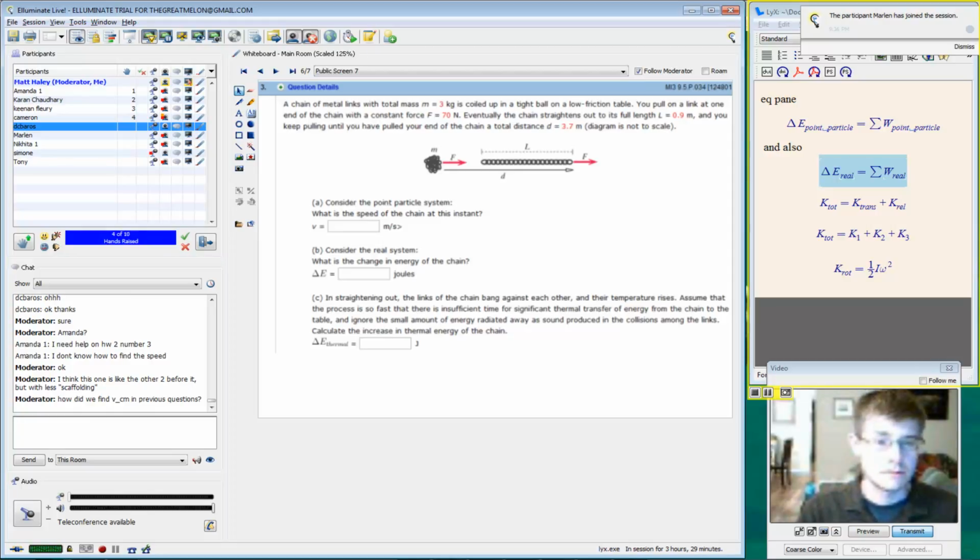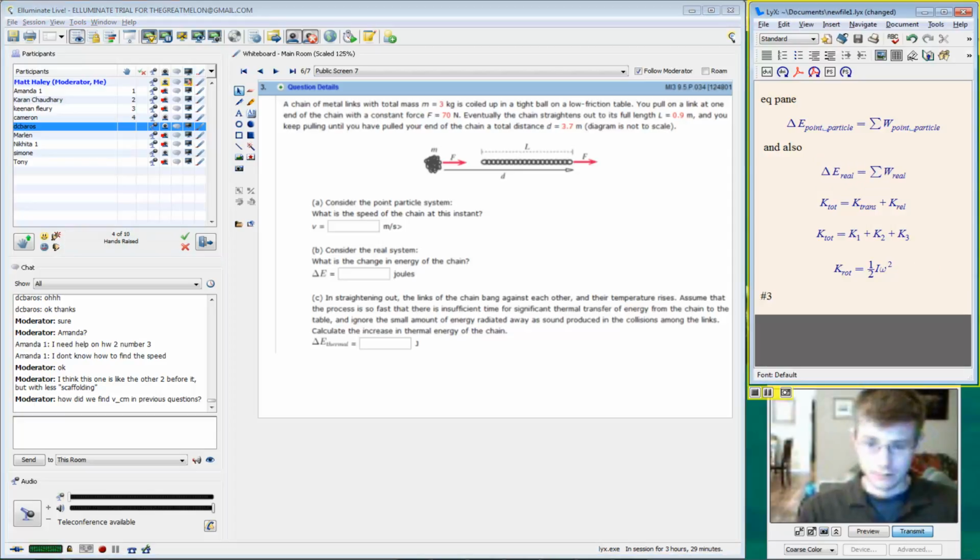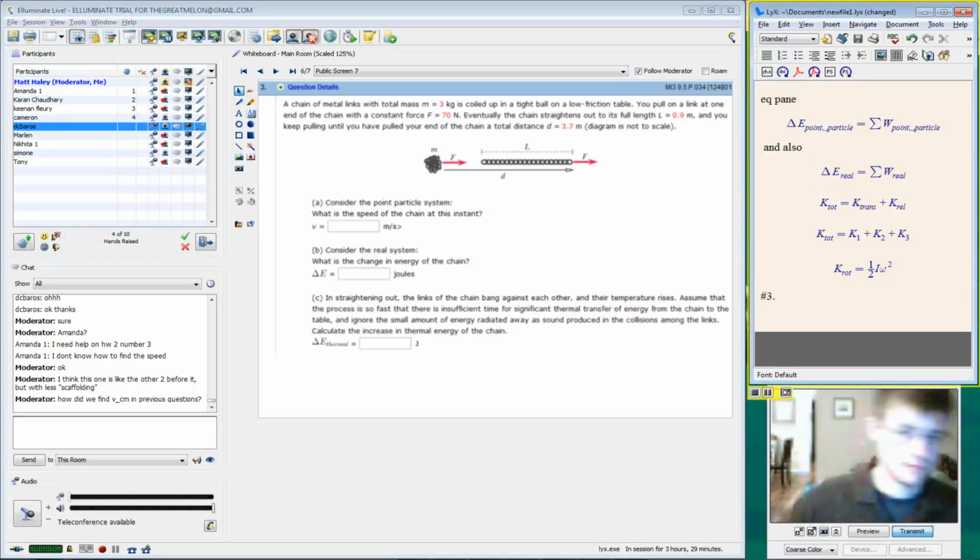So here I'm trying to prompt the student to get her to think back to the previous questions. How should we find the center of mass velocity? What have we been doing in the previous questions? I gave her a bit of time to think about that.